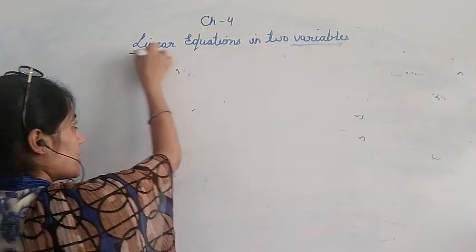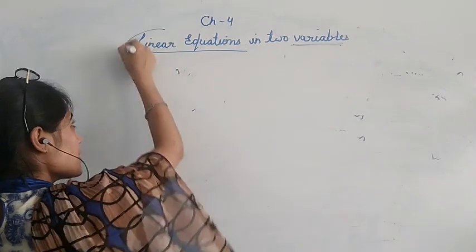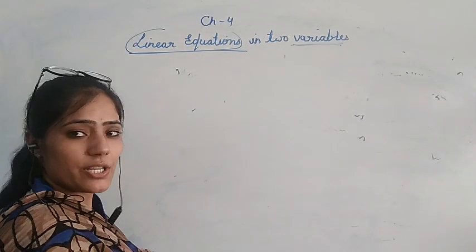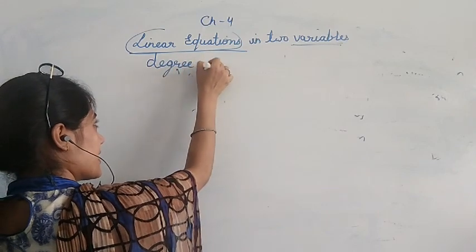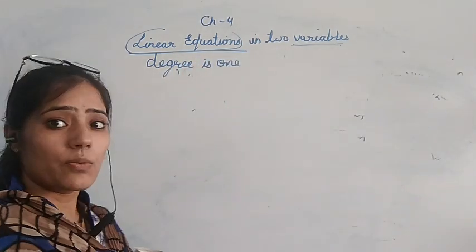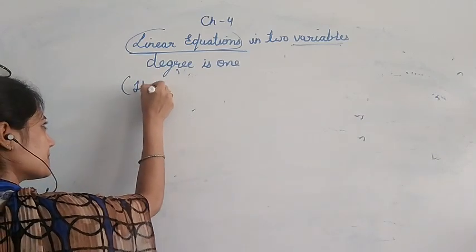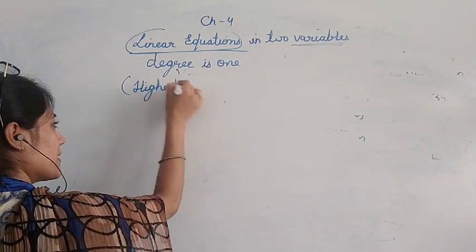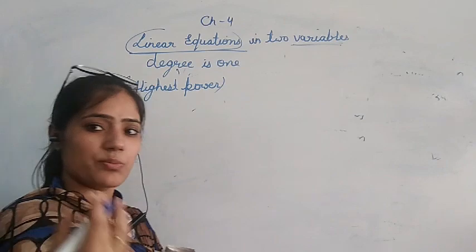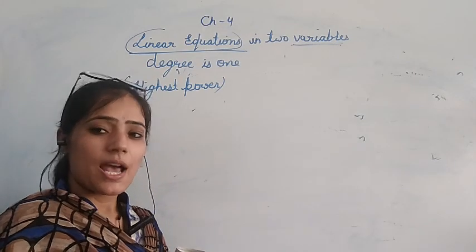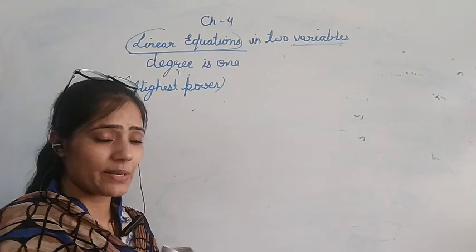But here we are talking about linear equation in two variables. Now what does it mean? Linear equation means whose degree is 1. What does degree mean? Degree means highest power. If the highest power is 1, then it is a linear equation, and if it is in two variables, then it is known as linear equation in two variables.